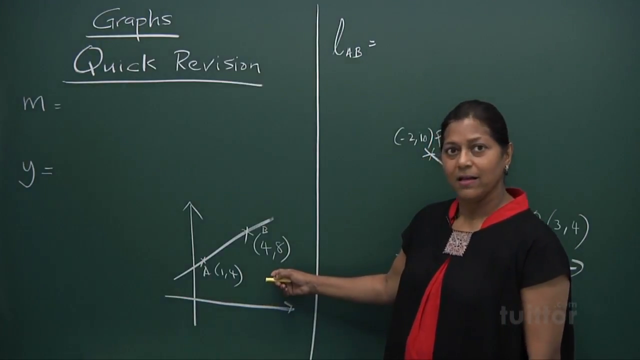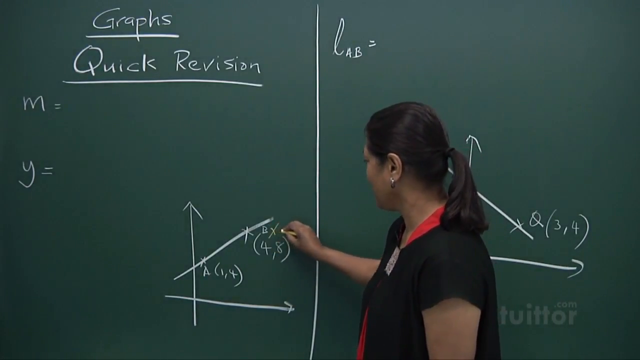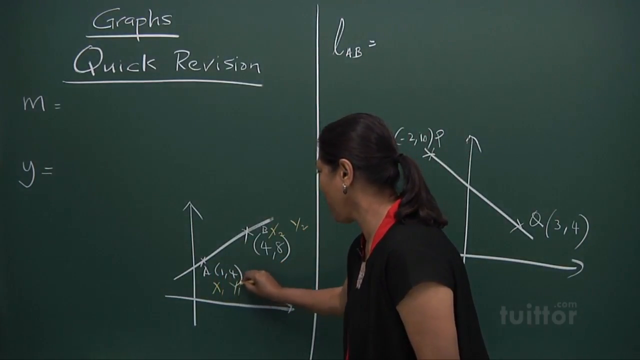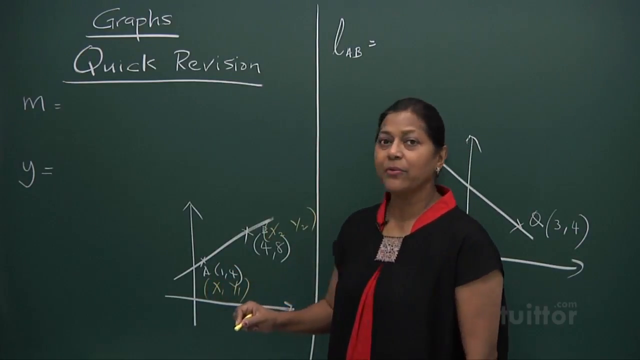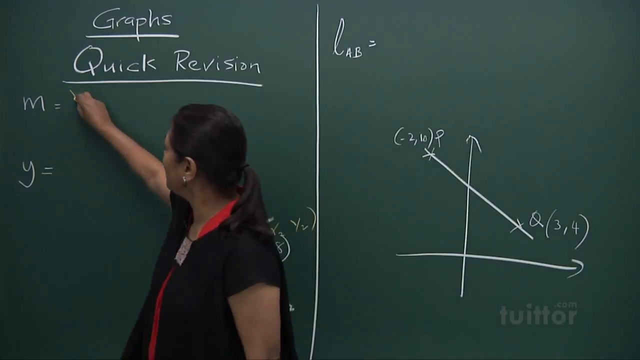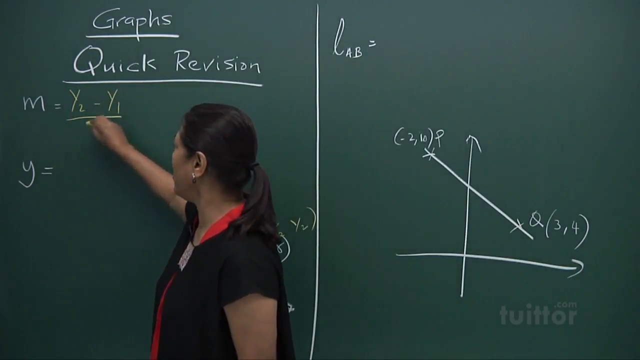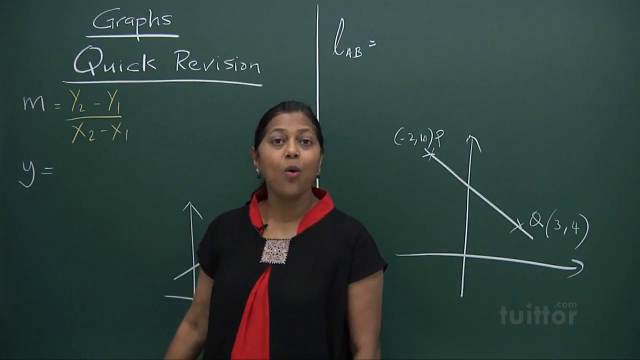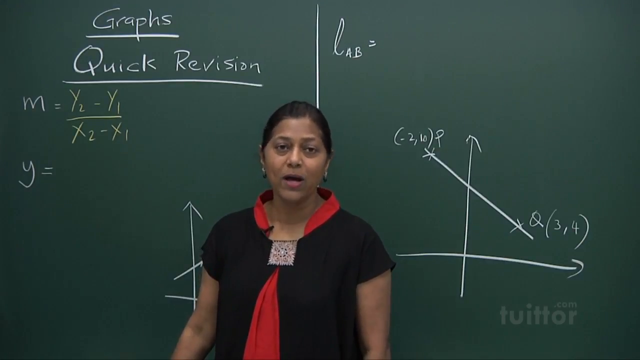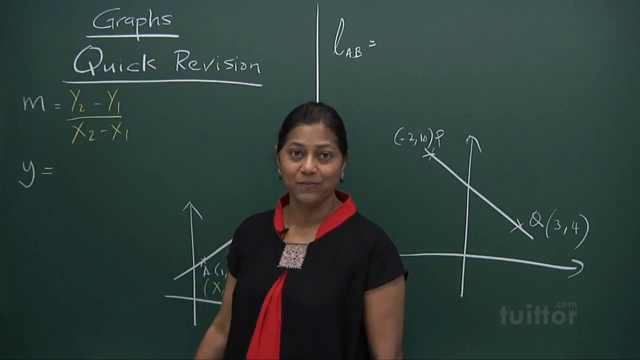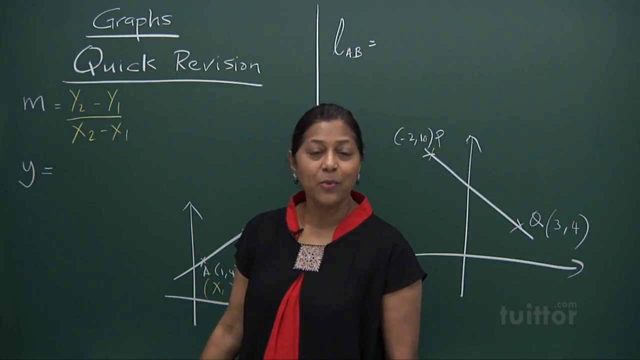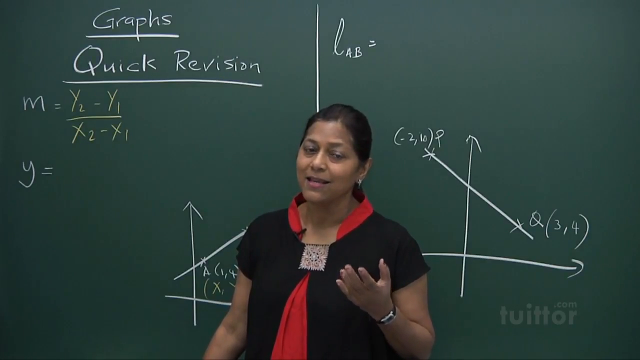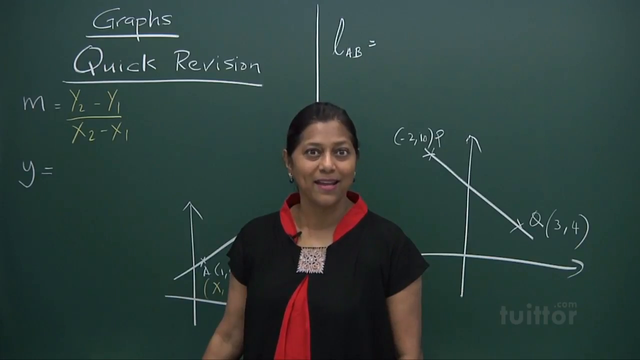If you look at this, you take this as x2, y2, and here is x1, y1. The gradient will be y2 minus y1 over x2 minus x1, or it could be y1 minus y2 over x1 minus x2. Now it's also crucial that, having found the gradient, we should also find the c. The c is none other than the y-intercept.